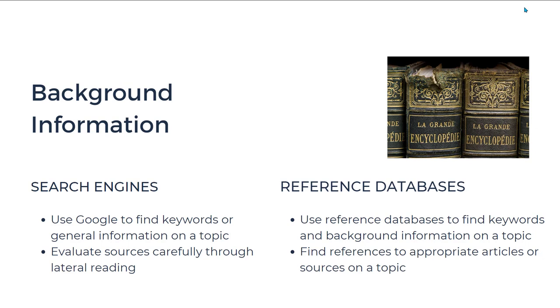There are a couple of different things you could use. You can use search engines like Google, where you can find keywords, general info on a topic, Wikipedia, that type of stuff. Of course, you need to really evaluate the information. You can also use reference databases, which are available through the Montgomery Library. These will also give you background information like encyclopedias, dictionaries, and different keywords you can use. A lot of times they will also have references and citations to academic sources that you can use for your assignment.